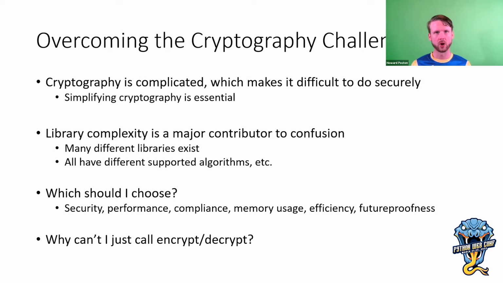And so one contributor to the issues with cryptography in many applications is the complexity of libraries, cryptographic libraries. So there are many, many, many different cryptographic libraries out there, and all of them have different sets of supported algorithms. And so one of them might support AES, one of them might support Blowfish, RC4, RSA, et cetera, et cetera. And with different combinations, it can be difficult to choose which one is right.